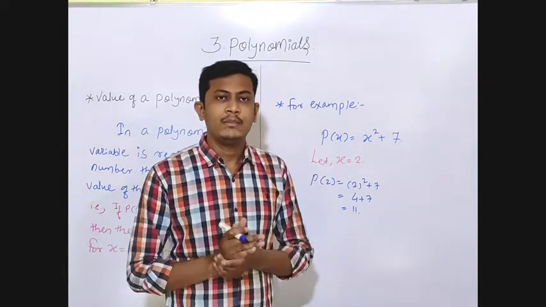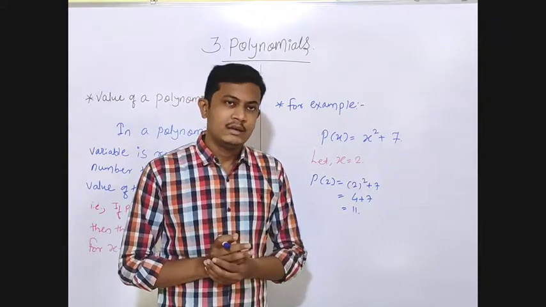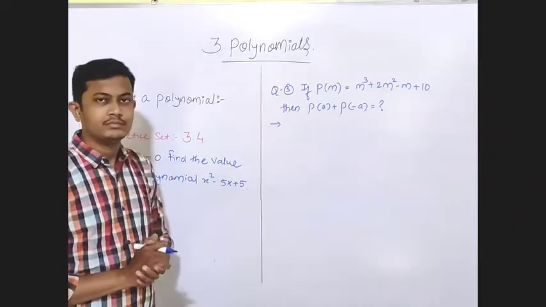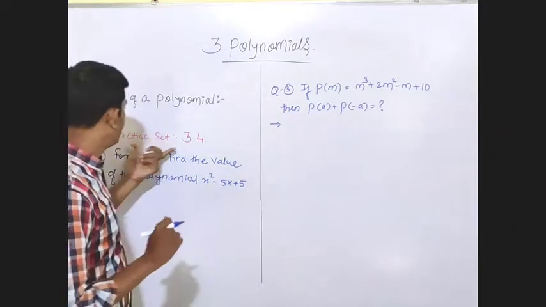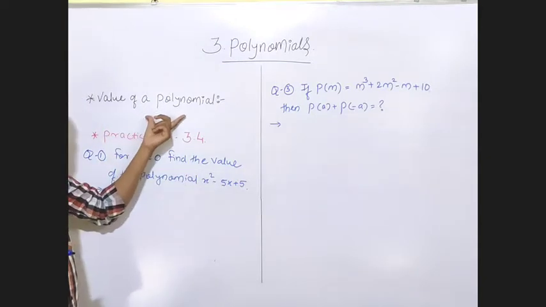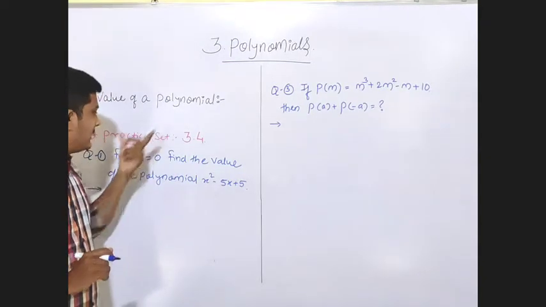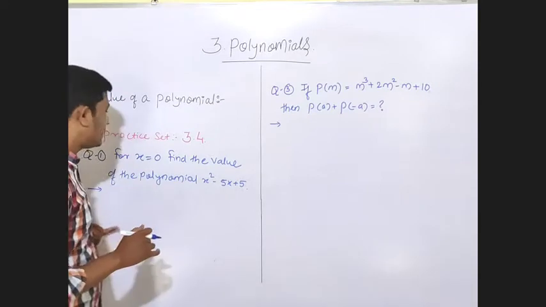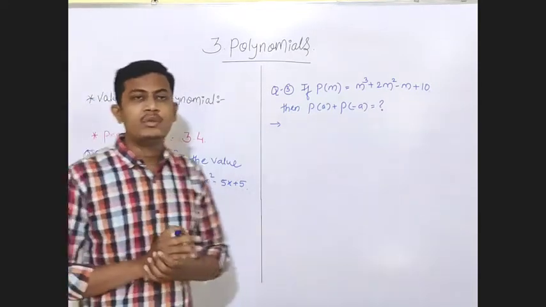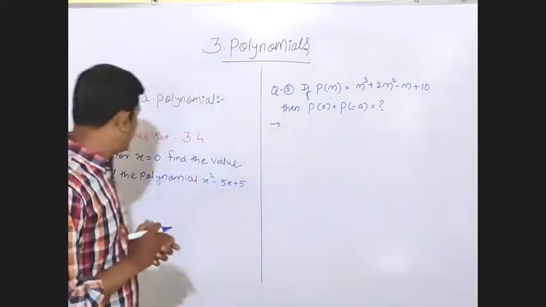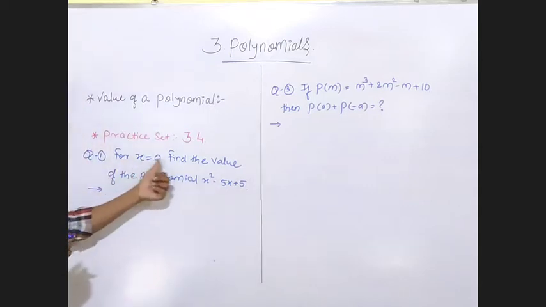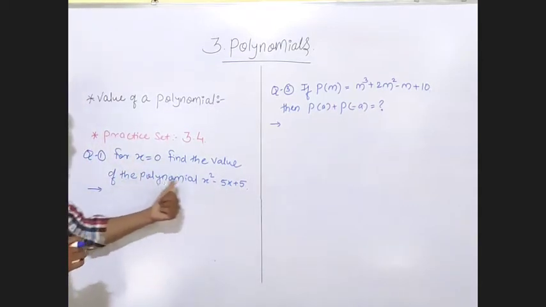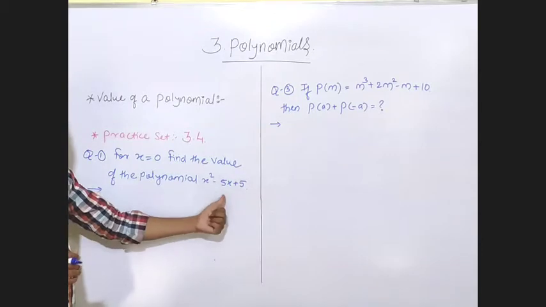Let's see some more examples, that is in practice set 3.4. Now let's see practice set 3.4, which is based on the topic, the values of a polynomial. Here we are going to see two examples, question number first and third. Second and fourth have to be taken as homework. So the first question is: for x equal to 0, find the value of the polynomial x square minus 5x plus 5.